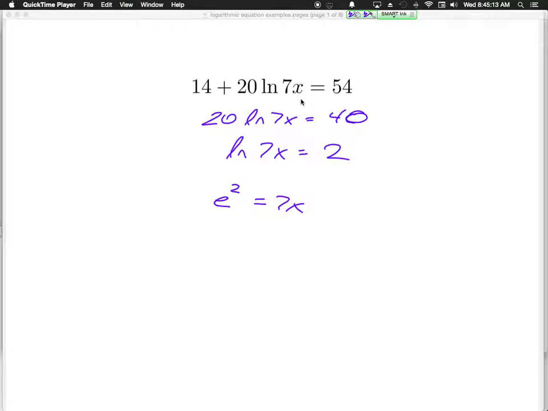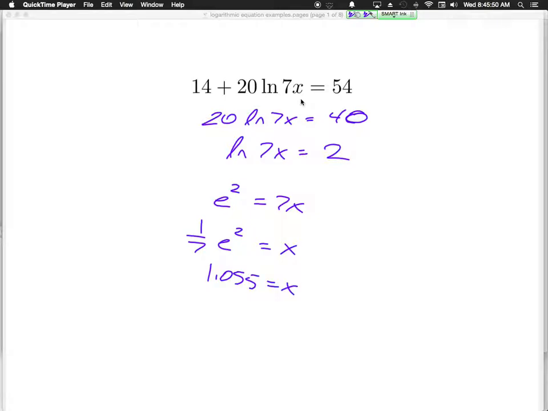Then to get x by itself, what do I do? Divide by 7, but if we're dealing with exponentials or logs, I'd rather you do what? 1/7. I've still got people not wanting to do the fraction for me. Okay, do the fraction, don't divide by it. Alright, so at this point I plug it in my calculator. I'm going to do e squared, and then divide by 7. And that gives me 1.055.